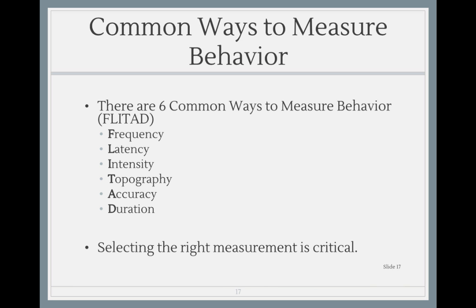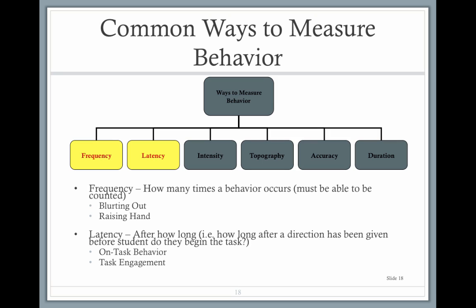We will discuss each different measurement method and how to determine which method to use. Selecting the right measurement method is important. It's important to have a good understanding of the different ways to measure behavior so you can choose the method that gives you the data you need. The first method of measuring behavior is frequency. Frequency can be defined as how many times a behavior occurs or how frequently it happens. Frequency is measured by counting the behavior.